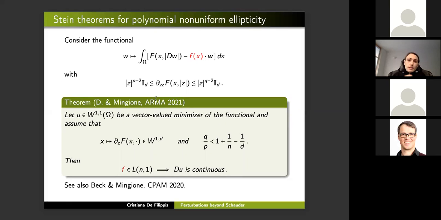Indeed, we can extend this result to the case of p,q non-uniform ellipticity with differentiable coefficients. This is what we did in this paper with Mingione. We can prove that if f is in Ln1, then the gradient is bounded, and, standard, you get continuity. There is also a result by Beck and Mingione concerning the autonomous case.